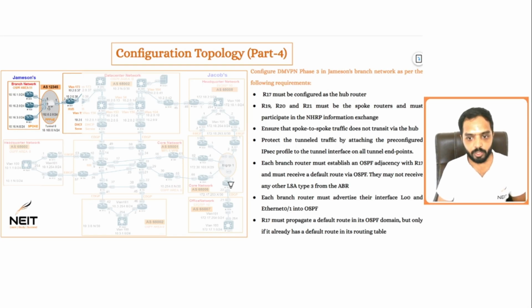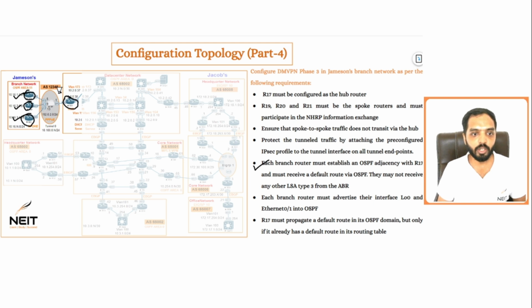Our next requirement is that each branch router must establish an OSPF adjacency with router 17. These are my branch routers, routers 19, 20 and 21. They must establish the OSPF adjacency with my hub router, router 17, and they must receive a default route via OSPF. But they must not receive any other LSA type 3 from the ABR. So routers 19, 20 and 21 must not receive a type 3 LSA from the ABR. Router 17 is my ABR.